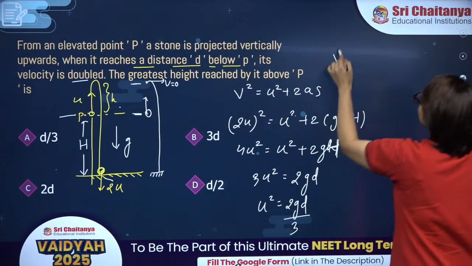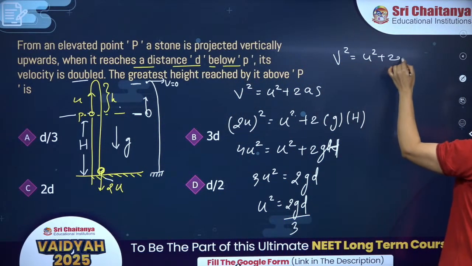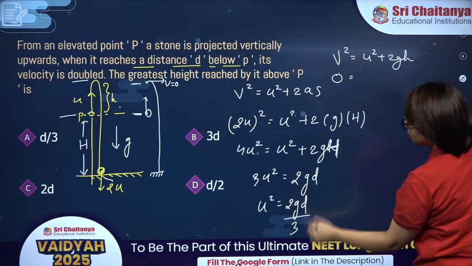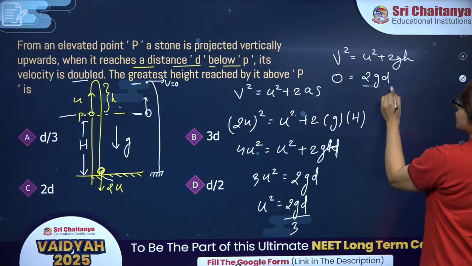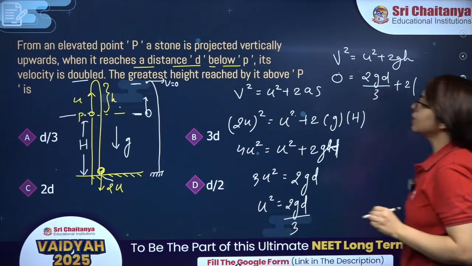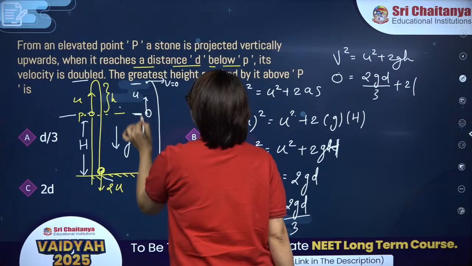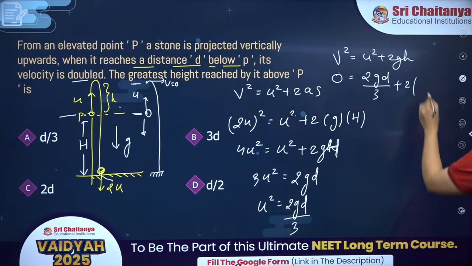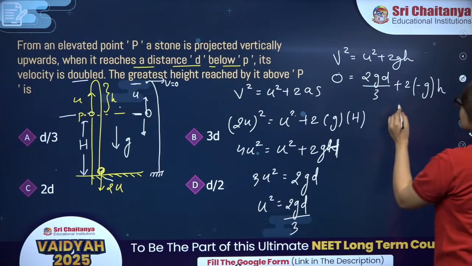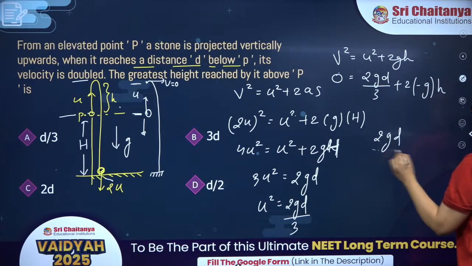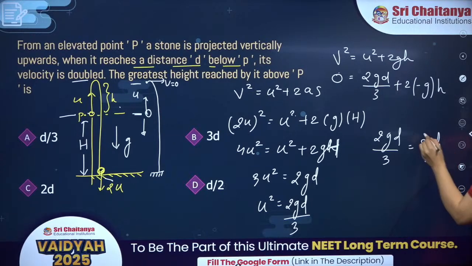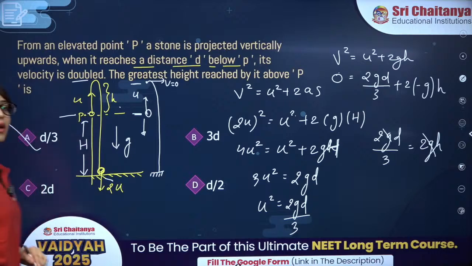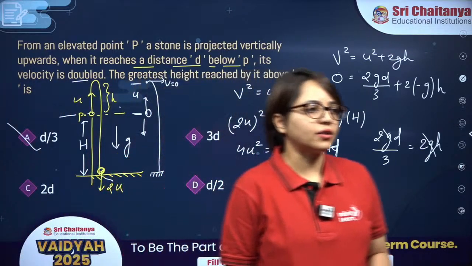So we have v square is equal to u square plus 2gh. V square is 0. U square will be 2gd divided by 3 plus 2. G will be minus g now because the particle is going up and acceleration due to gravity is downwards over here. So it will be minus g into h. So we have 2gd divided by 3 is equal to 2gh. 2g cancel. So h is equal to d by 3, which is option A. Option A is the correct answer. Well done guys.